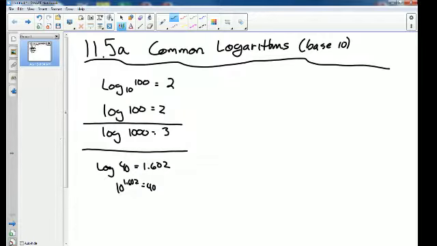So wait, log is equivalent to log base 10? If there's no base written, it's base 10. Yep. Okay, we're still going to hang out in no calculator land a little bit.